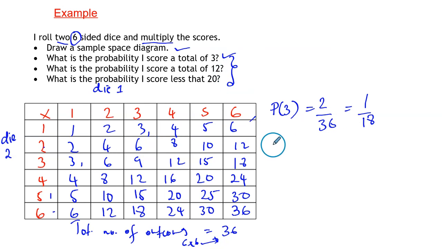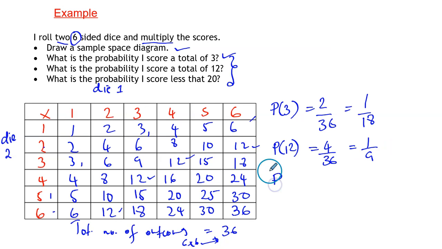I score a total of 12. So the probability of getting a total of 12, not the number 12, a total of 12. So I can see 1 there, 2 there, 3 there, and 4. So 4 out of 36, which is 1 out of 9.